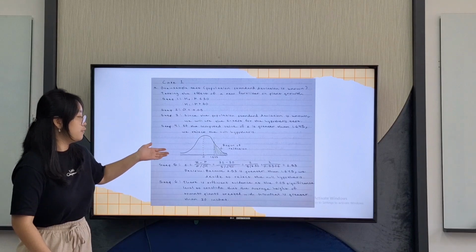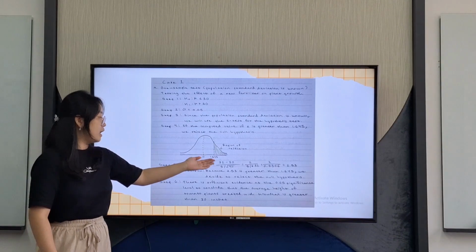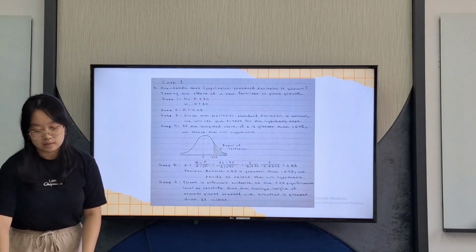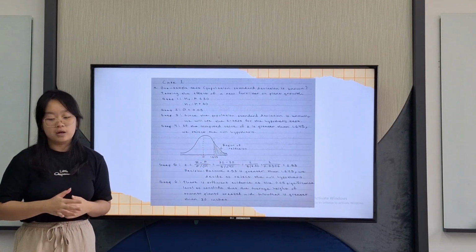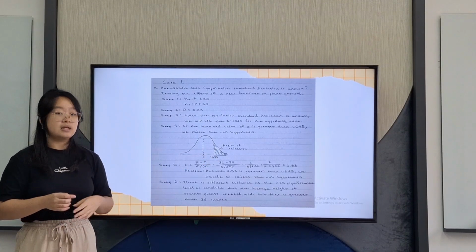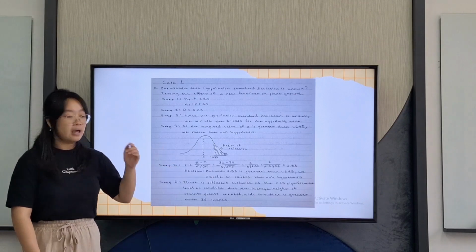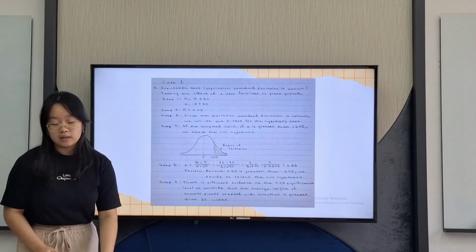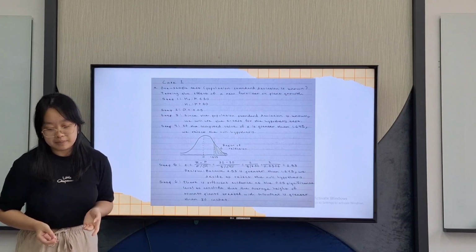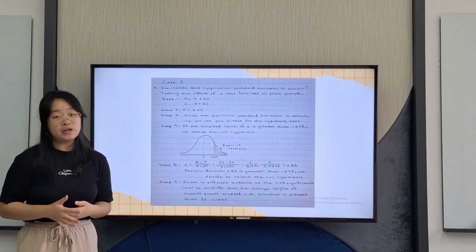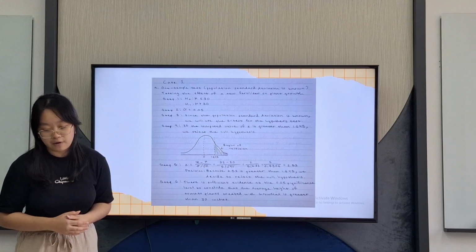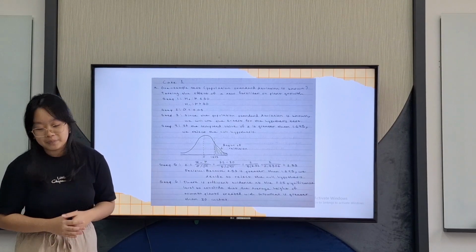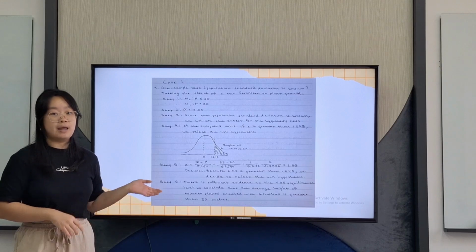And this is the curve. Greater than 1.645 will be the region of rejection. Then for step 5, there is the Z formula, and the answer that we got is 2.53. The decision will be, because 2.53 is greater than 1.645 that we got from the table, we decide to reject the null hypothesis.